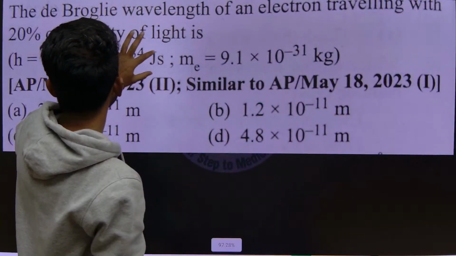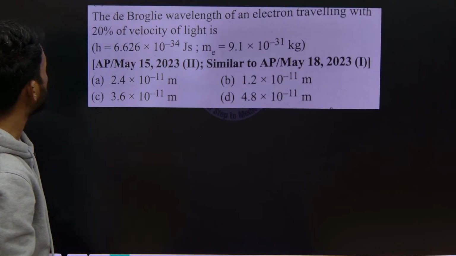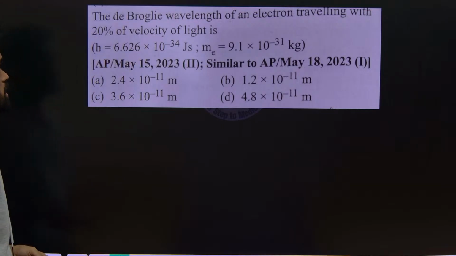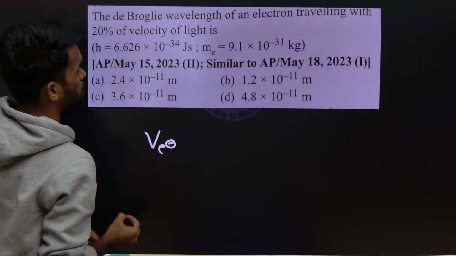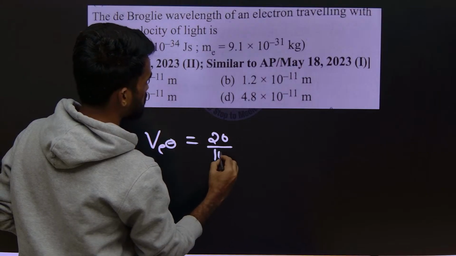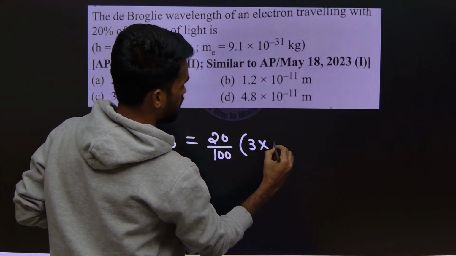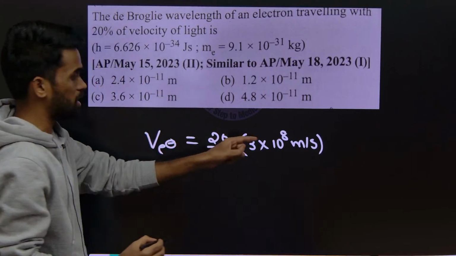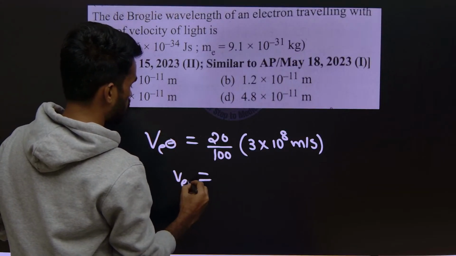Yeah, look at this question. A de Broglie wavelength of an electron traveling with 20% of the velocity of light. See, what is the velocity of that electron? They have mentioned here, velocity of electron is mentioned as 20% of velocity of light. See, velocity of light, 3 into 10 power 8 meter per second I am taking. So 20% of it means, can I write like this? Yes, we can write. So what is the velocity of electron we are getting from here?